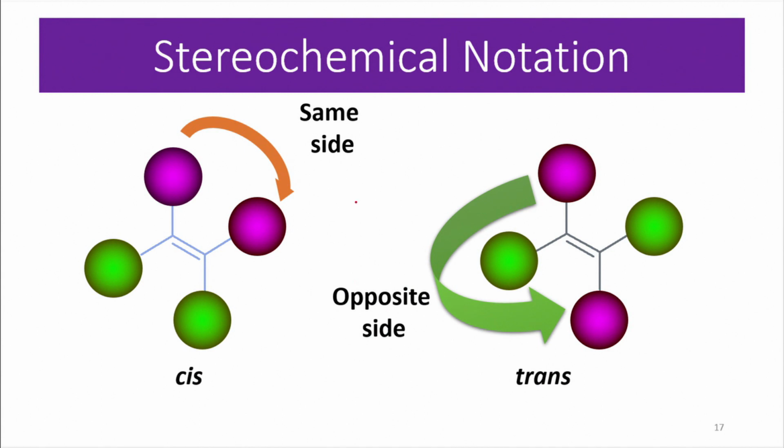So, here let us look at the stereochemical notation. As we have seen earlier, in the cis isomer both the groups are on the same side, and in the trans isomer they are on the opposite side.